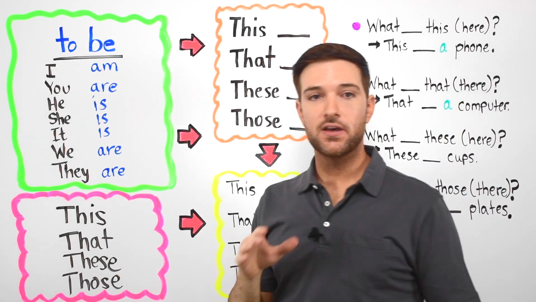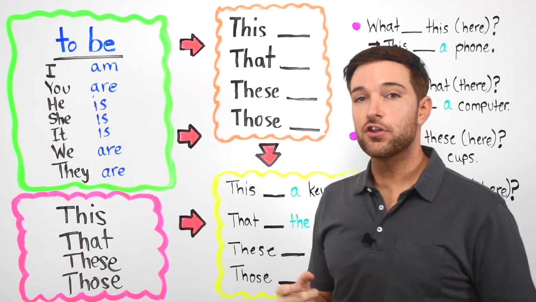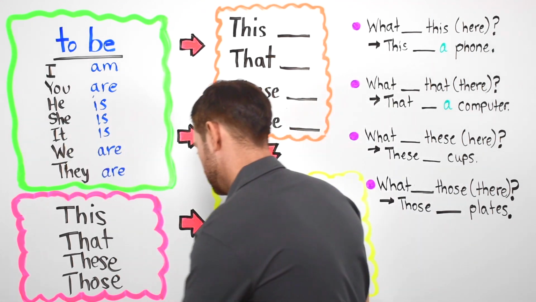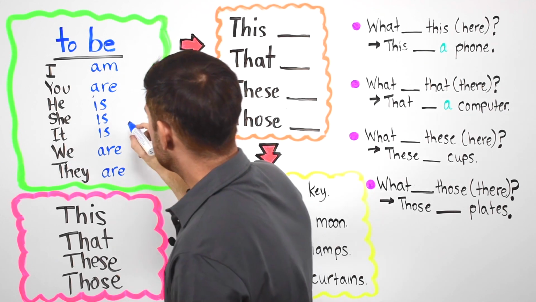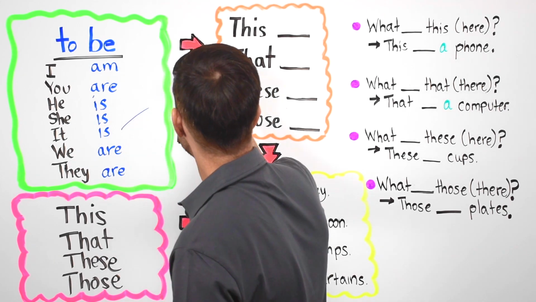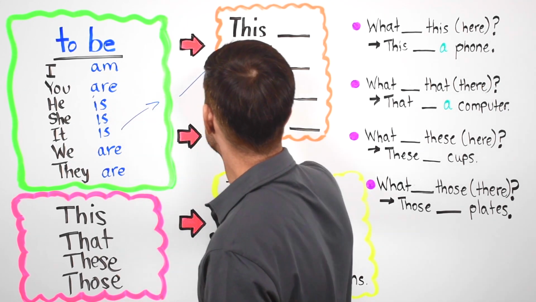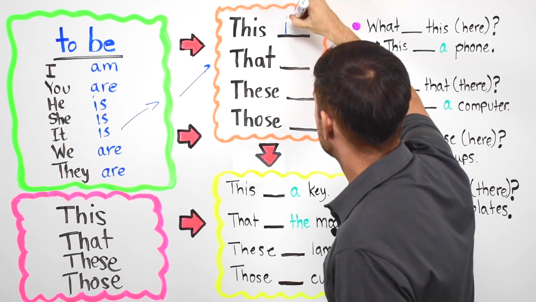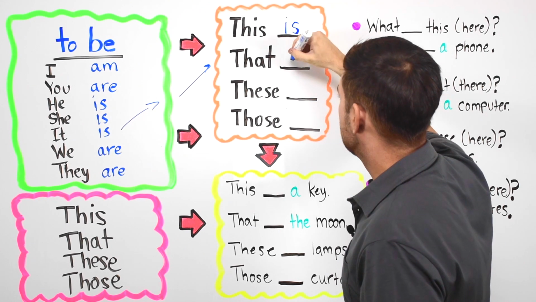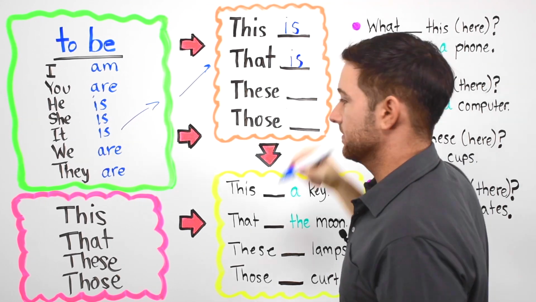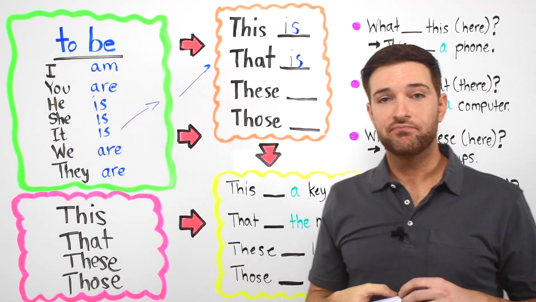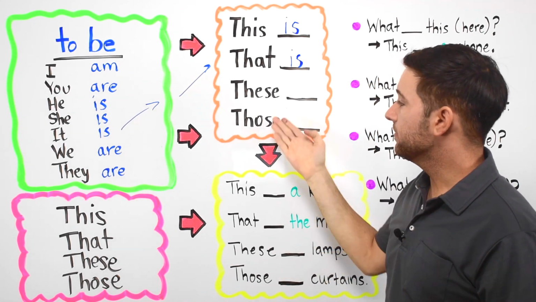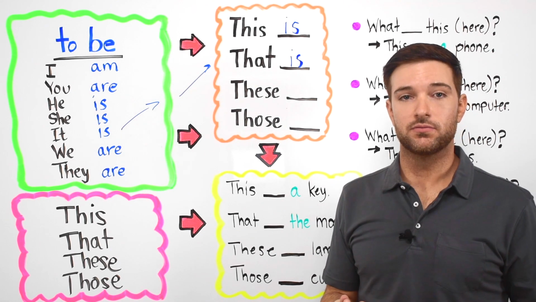Now, I just want to say that this and that refer to the third person singular, the it form. Okay, so it's almost like we're taking it and we're going to move it right over here. Okay, so we're going here and we're going to say this is. Okay, that is.